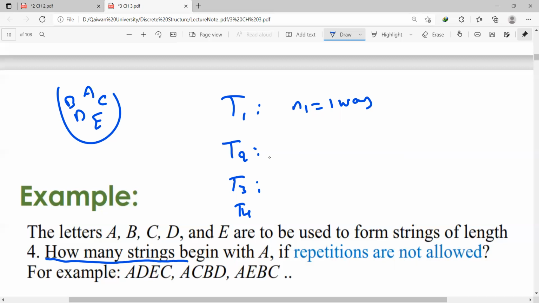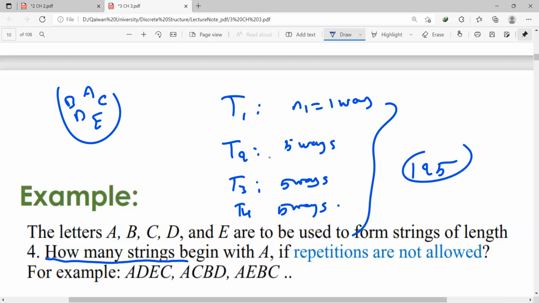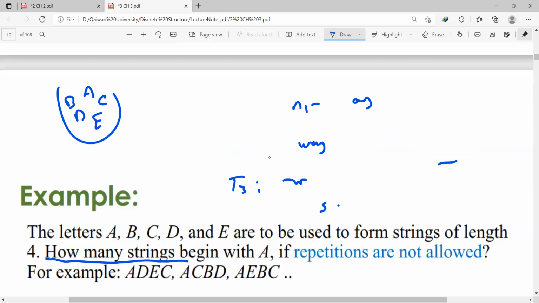So here, we say for the second one, we have 5 ways. How about the third one? It's still 5. For the fourth one, that's all. Now we multiply this, we get 125. That means if the repetition is allowed, we have 125 strings. That's for the repetition if it's allowed.